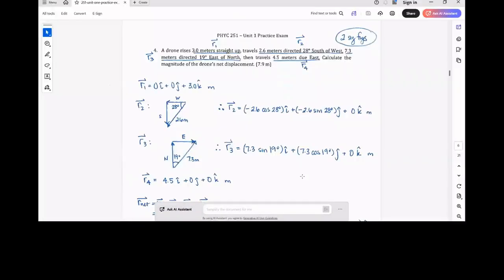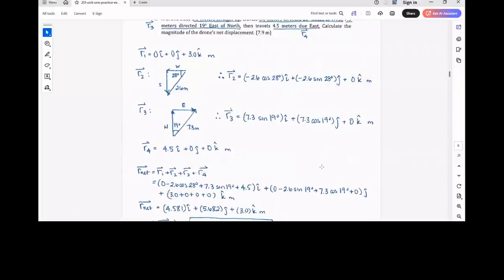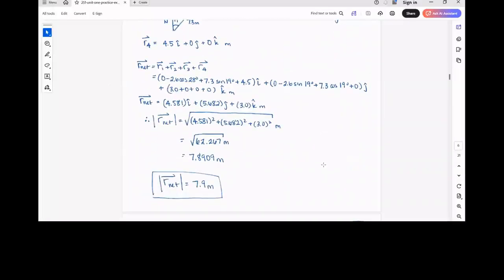And then finally, maneuver 4 is pretty simple, 4.5 meters due east. So that's in the positive x direction. So that's just 4.5 i hat plus 0 j hat plus 0 k hat. And the easiest way to make a mistake on this question is with defining vectors R2 and R3.